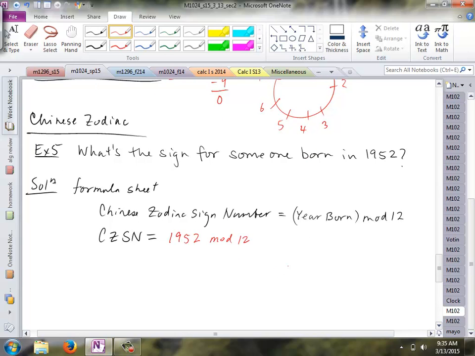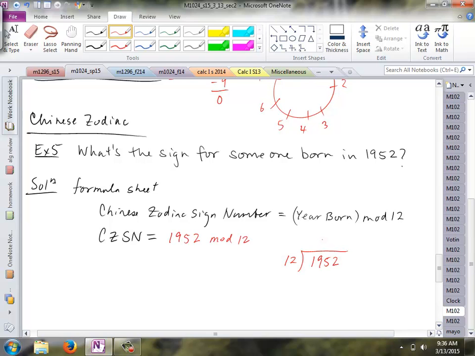So what are we going to do? How do we do this? What's 1952 mod 12? It's like, where in the cycle of 12 is 1952? So what do I do now? Divide. Old school long division, right?